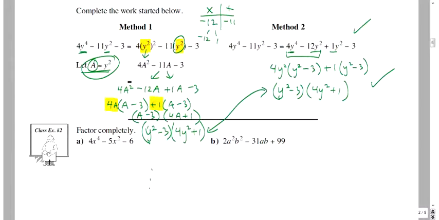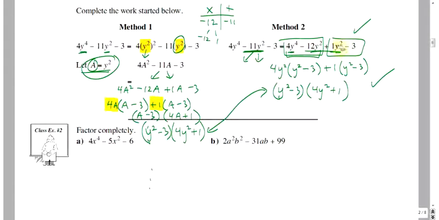So when you did that, is it like you just put 4y to the power of 4 minus 12y squared in brackets, and then you do the same with the other one? Yeah, I split this up into minus 12y squared plus 1y squared. That's a minus 11y squared. So now I have 4 terms. There's 2, there's 2, and I can factor by grouping.